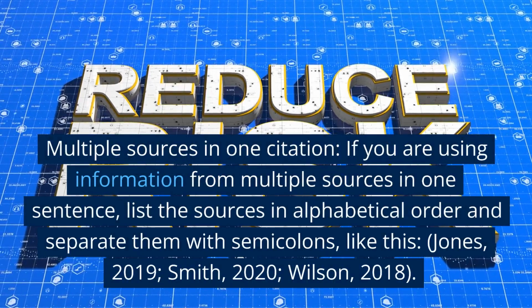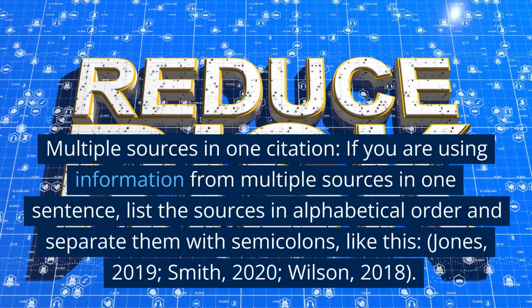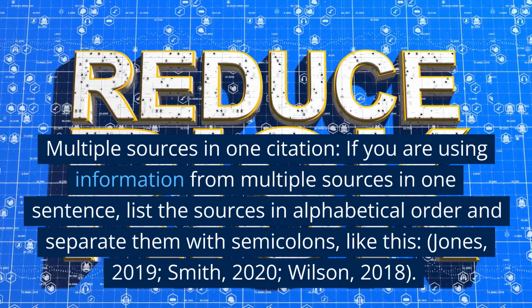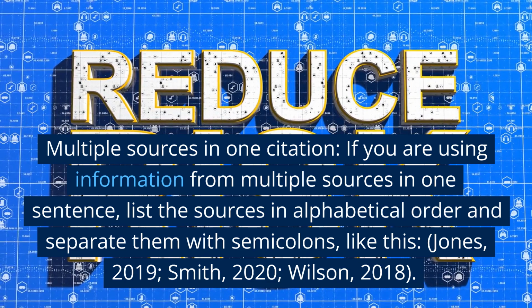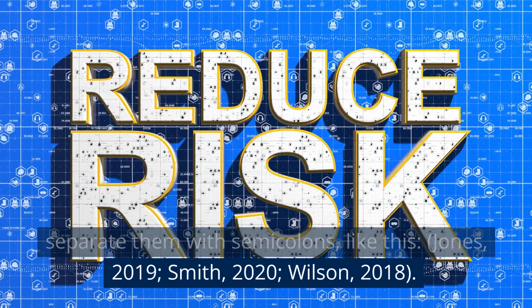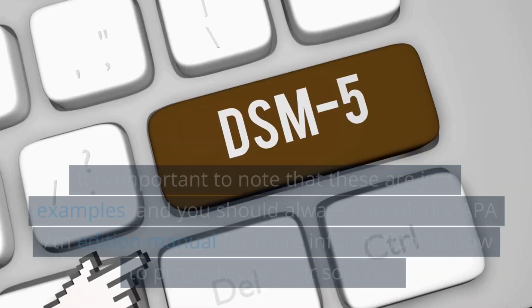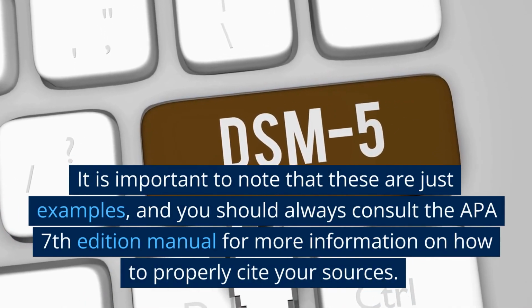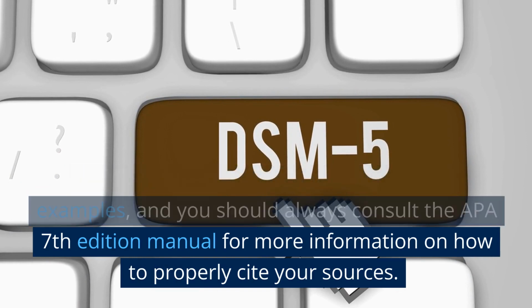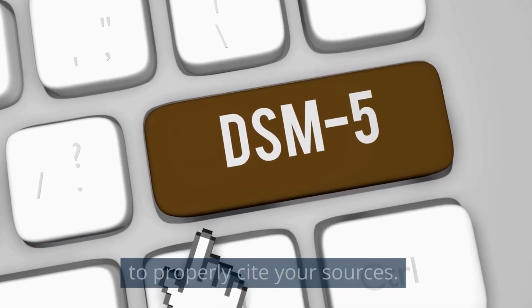Multiple sources in one citation. If you are using information from multiple sources in one sentence, list the sources in alphabetical order and separate them with semicolons, like this: (Jones, 2019; Smith, 2020; Wilson, 2018). It is important to note that these are just examples, and you should always consult the APA 7th edition manual for more information on how to properly cite your sources.